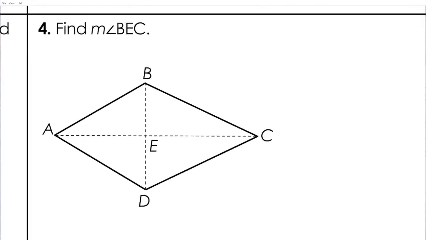Number 4, find the measure of BEC. Remember, when they write these out, it's like a road map telling me how to travel. So start at B, go down to E, finish at C. Well, since this is a kite, the diagonals do what? They're perpendicular, absolutely. And if my lines are perpendicular, that means the angle has to be 90. Easiest question on the paper. Don't let it trick you.